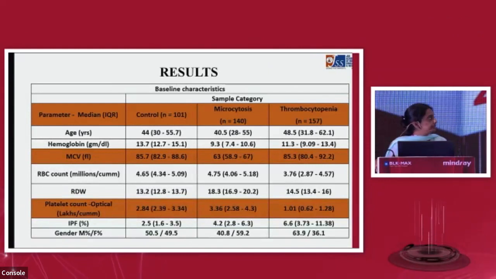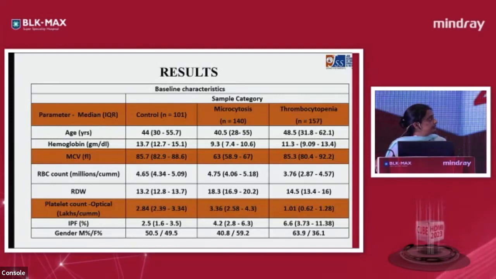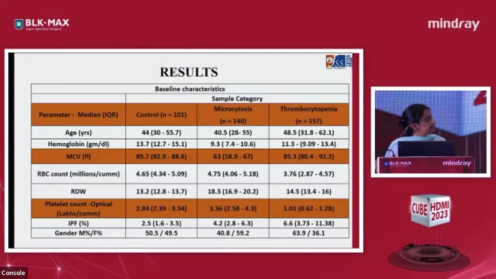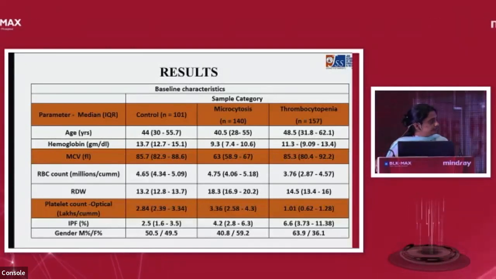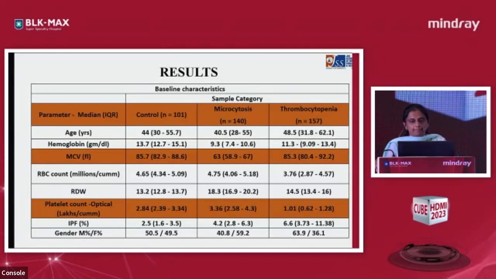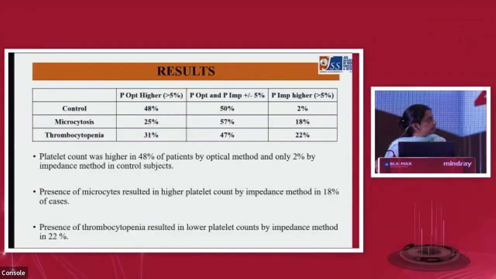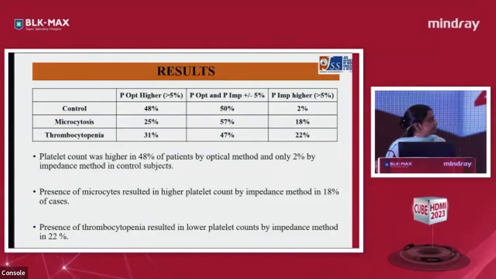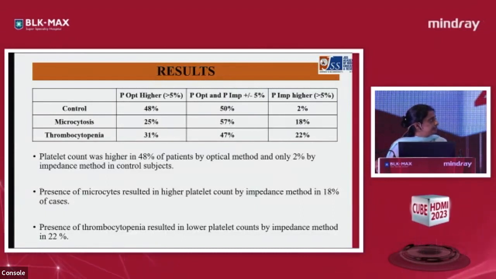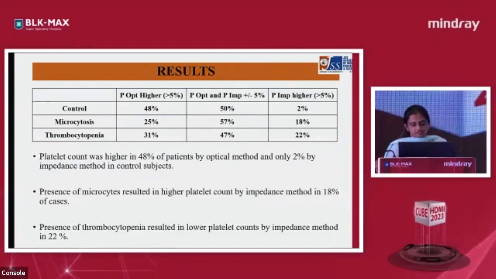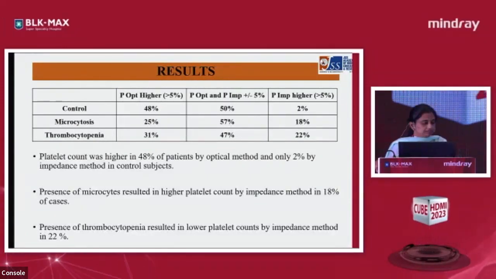These were the various parameters analyzed. These were the cases of microcytosis with a median MCV of 63, and cases of thrombocytopenia with MCV almost normal and a platelet count with a median of 1.01. The platelet count was higher in 48% of the patients by the optical method and only 2% by the impedance method in control subjects. Presence of microcytes resulted in a higher platelet count by the impedance method in 18% of cases. And in thrombocytopenia, the impedance method also had its own disadvantages.